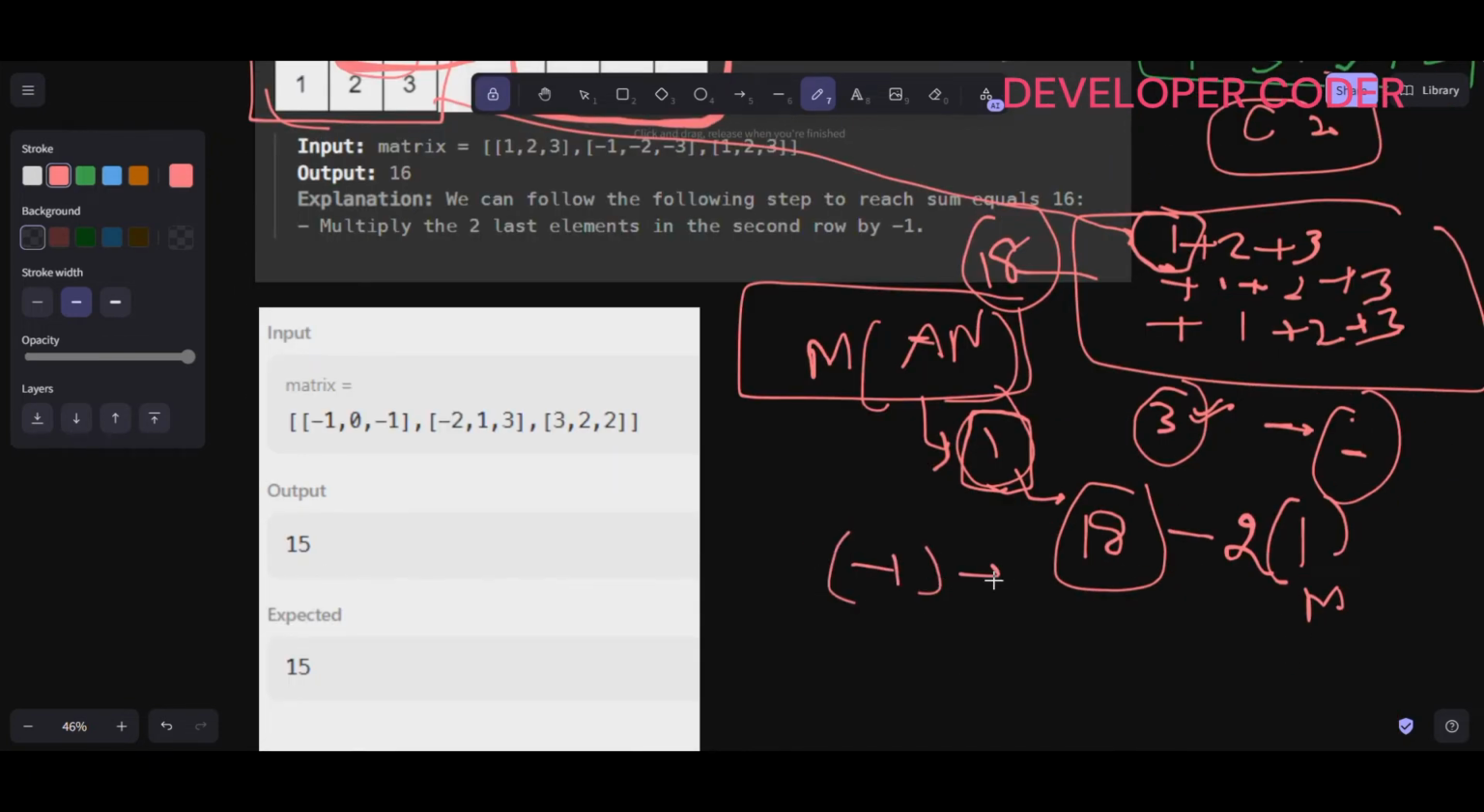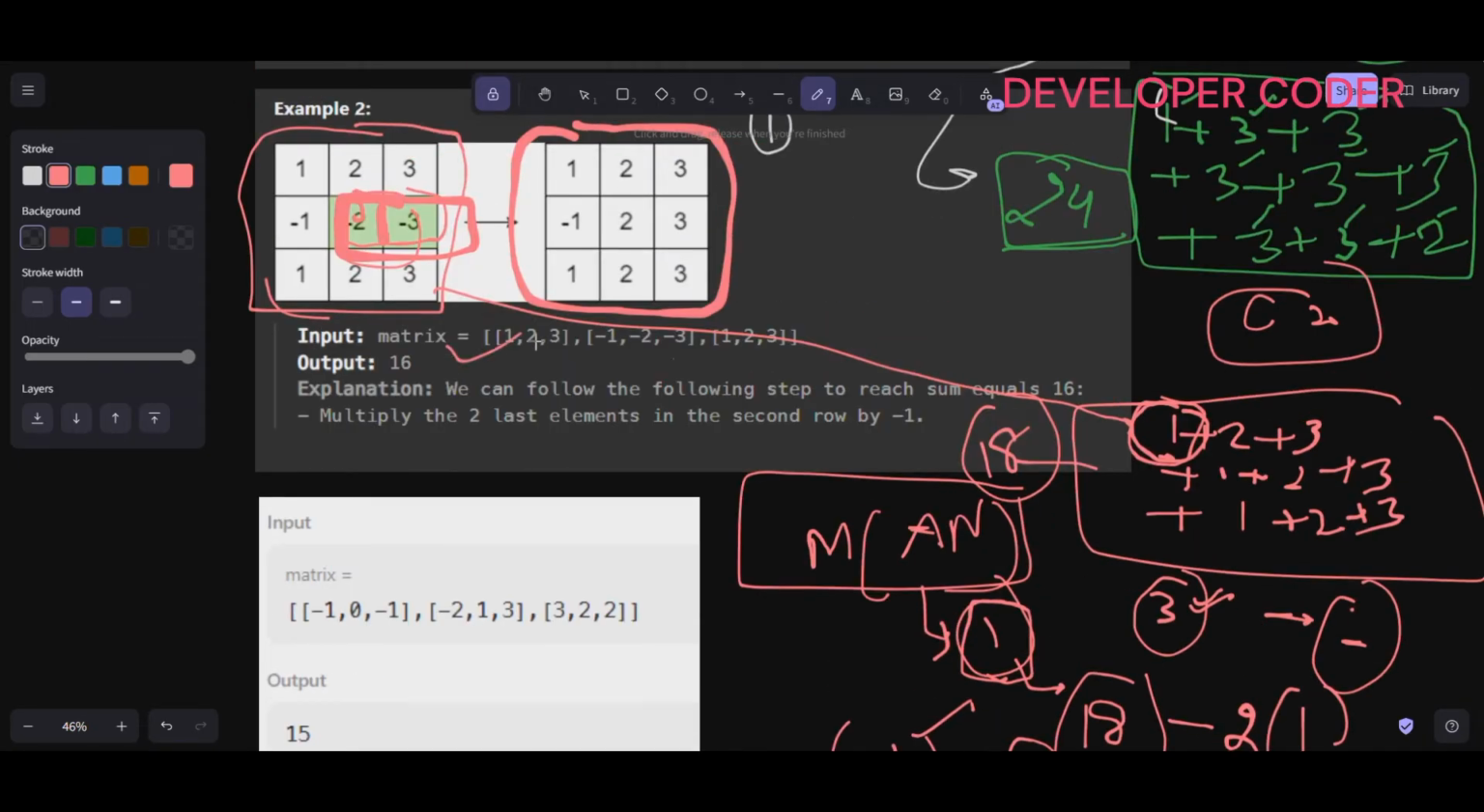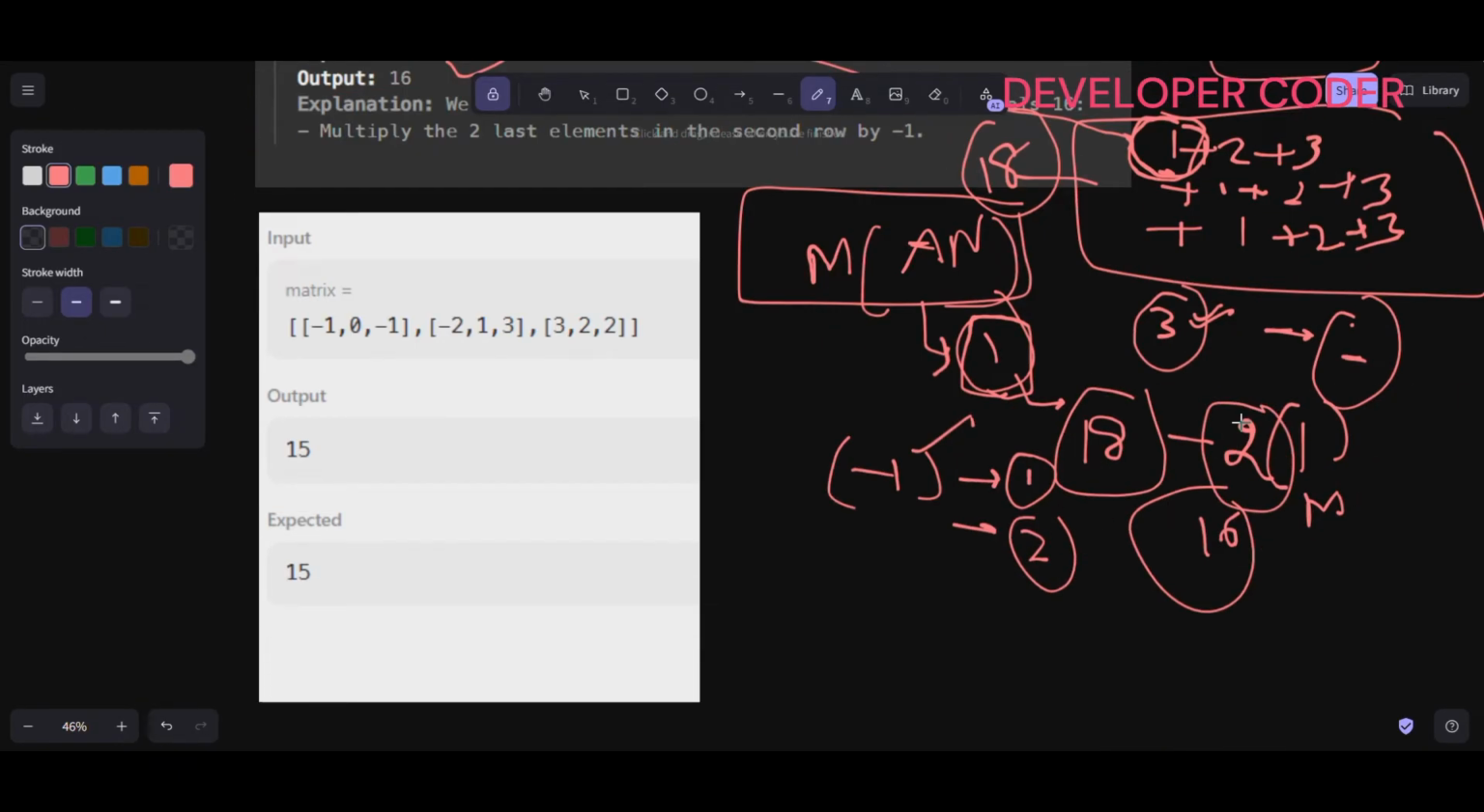This is one time. And the second time, why am I writing 2? Because this minus 1 I'm subtracting, and in the initial count I counted that one as well. I did the summation of that one as well. So, 18 minus 2, 16. 16 is going to be my output. So see here, why am I writing 2 here?